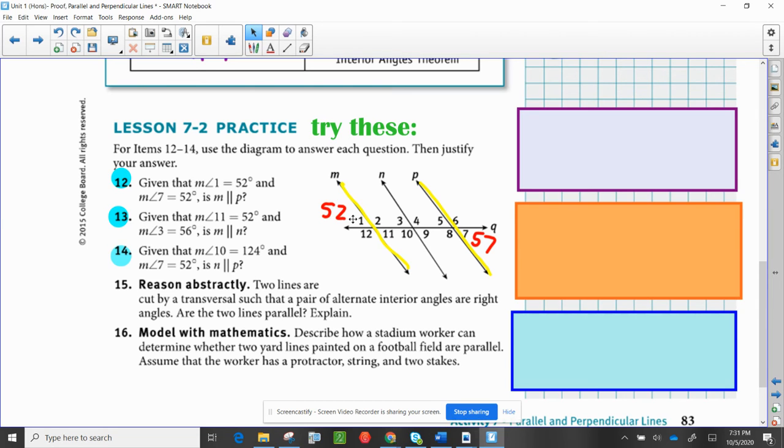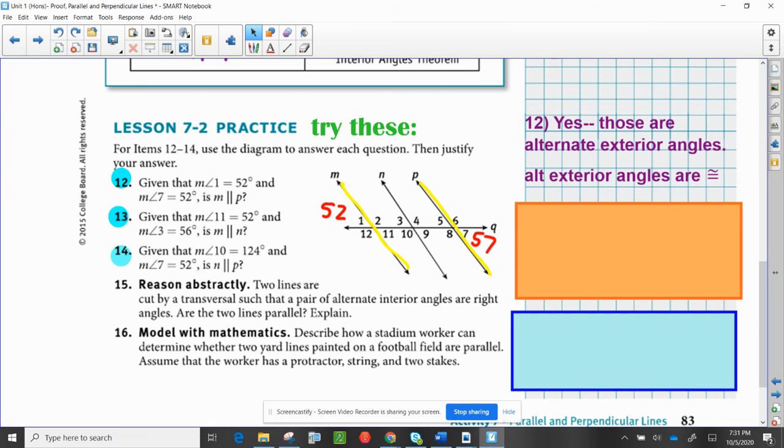Okay. Well, if we look at angle 1 and angle 7, those are actually alternate exterior angles. So alternate angles, if they are congruent, can imply that they are parallel lines. Those are alternate exterior angles because they're outside of the parallel lines there. But it's the same thing as alternate interior angles. If they are congruent, we can imply that they are parallel. So that was a yes.